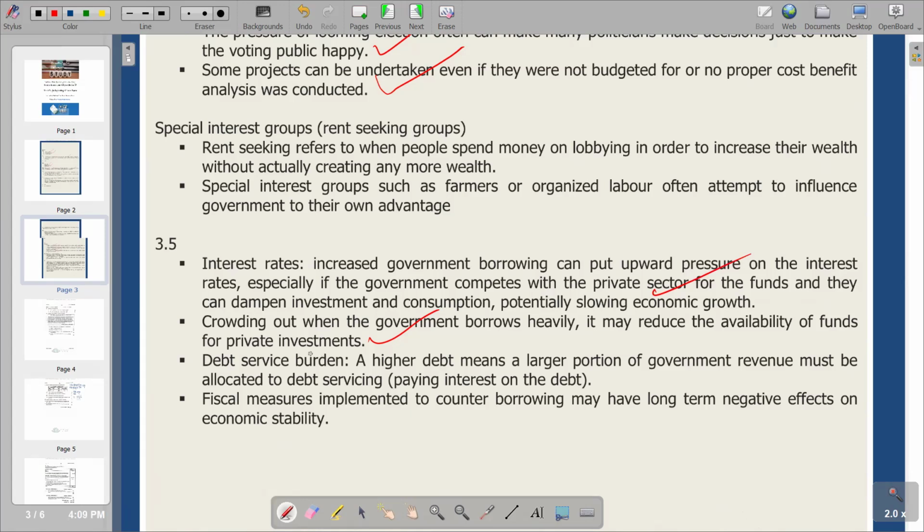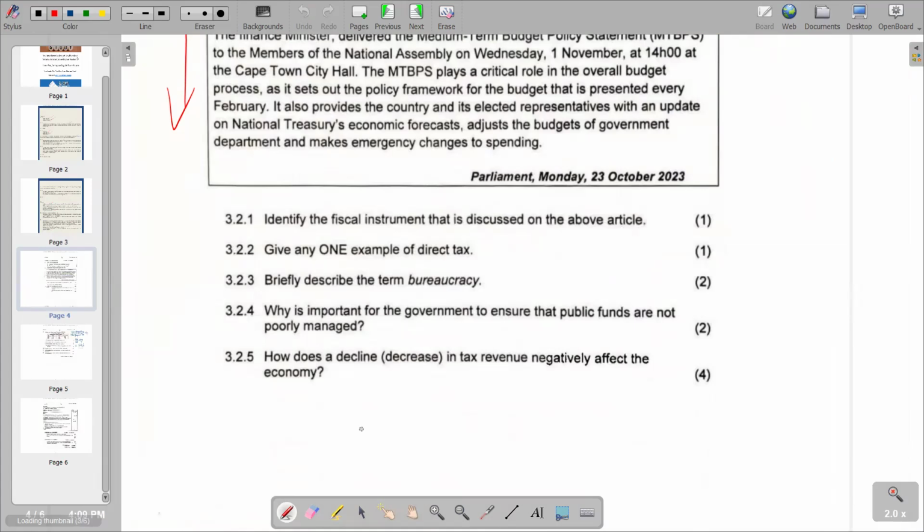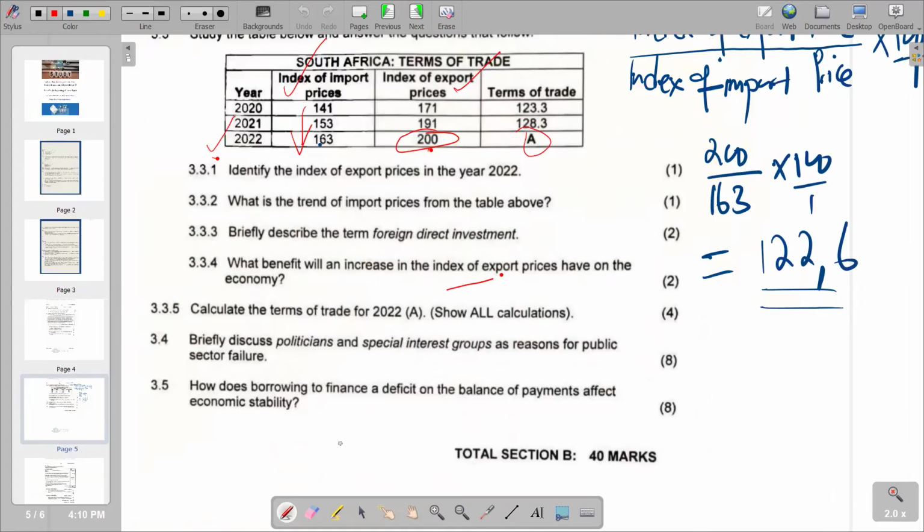Then next we've got the debt service burden. A higher debt means a larger portion of government revenue must be allocated to debt servicing, that is paying interest on the debt. So that's the issue that we're talking about: when you borrow, it means you're going to repay with interest, which is going to lead to a debt service burden. And then fiscal measures implemented to counter borrowing may have long-term negative effects on economic stability. So that becomes our 3.5, which is obviously the last question on question 3.